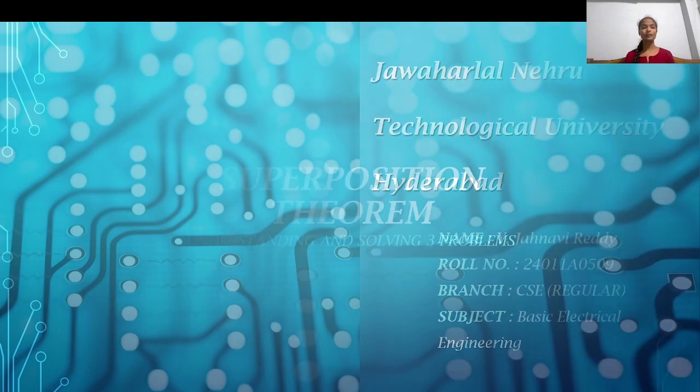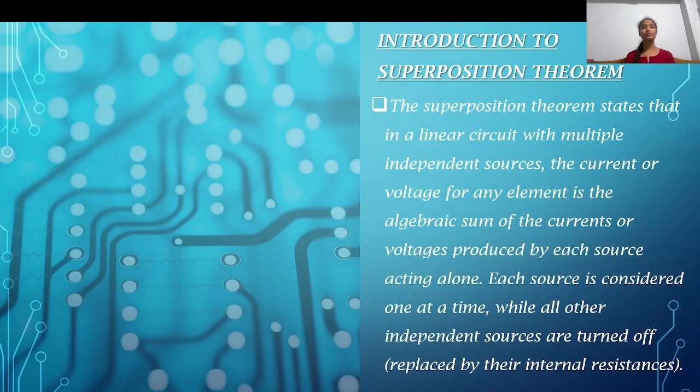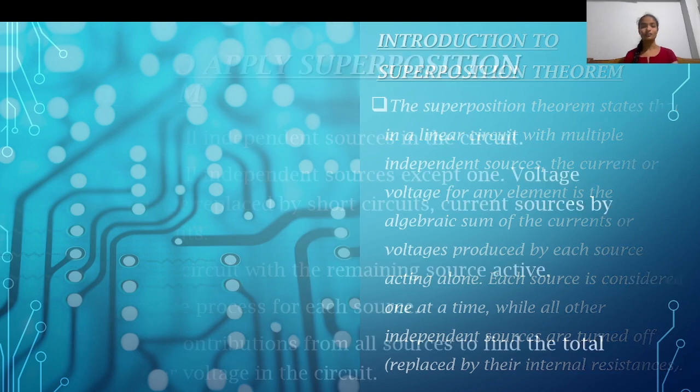Today I'm going to explain problems based on the superposition theorem. First we'll memorize the statement of the superposition theorem. The superposition theorem states that in a linear circuit with multiple independent sources, the current or voltage for any element is the algebraic sum of the currents or voltages produced by each source acting alone. So each source is considered one at a time, and all other sources are replaced by their internal resistances.